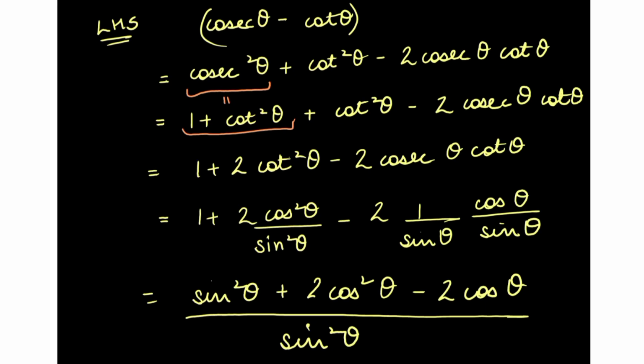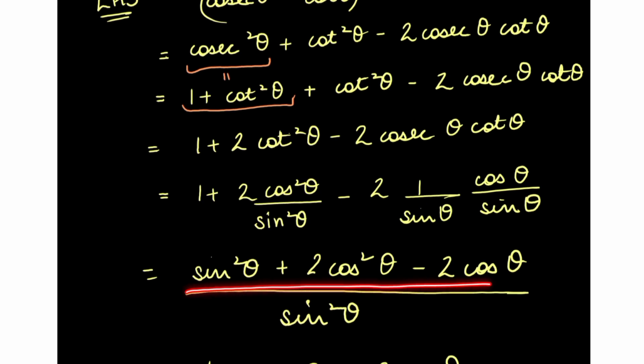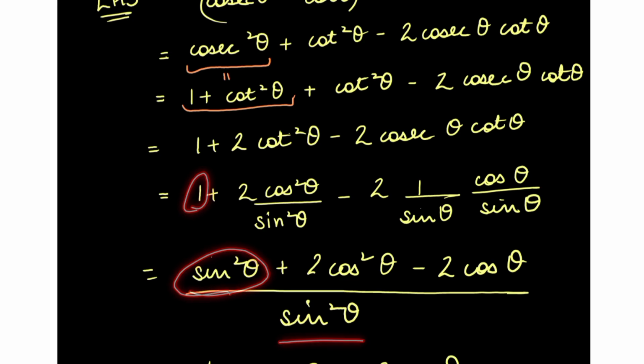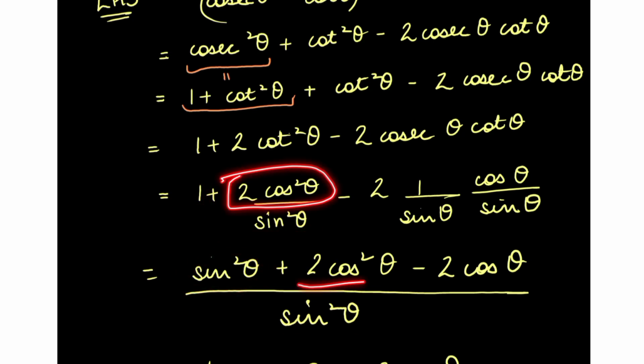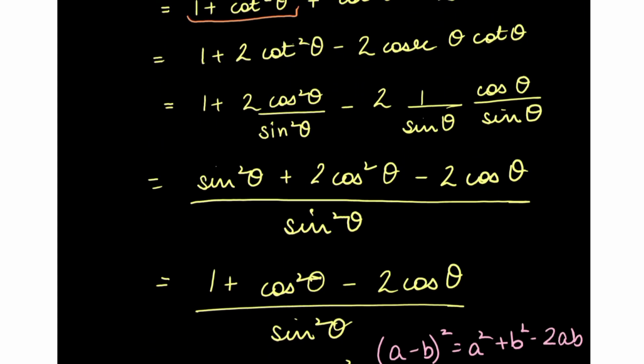theta upon sine theta. So we are taking the denominator LCM as sine square theta. We can say sine square theta divided by 1 is sine square theta into 1 is sine square theta. Sine square theta divided by sine square theta is 1 into 2 cos square theta is 2 cos square theta. Sine square theta divided by sine square theta is 1 into 2 cos theta gives us minus 2 cos theta only. Sine square theta plus 2 cos square theta minus 2 cos theta divided by sine square theta.